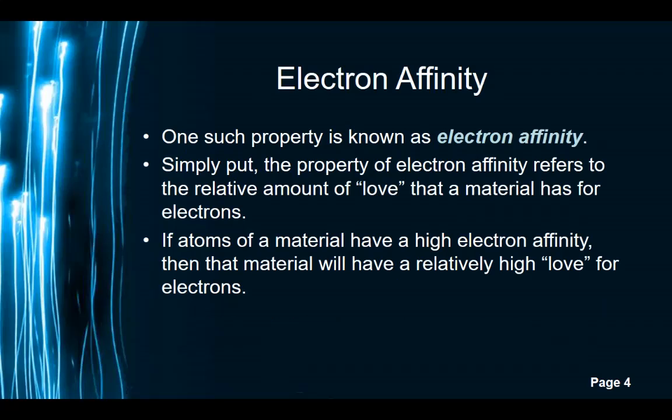Now, in its simplest form, the property of electron affinity refers to the amount, for lack of a better word, of love, or philia, that a material has for electrons. If atoms of a material have a high electron affinity, then that material will have a relatively high love for electrons. So they like having electrons come to them. If they have a low electron affinity, that material is going to be unlikely to attract electrons. And this relates to what we call static electricity.